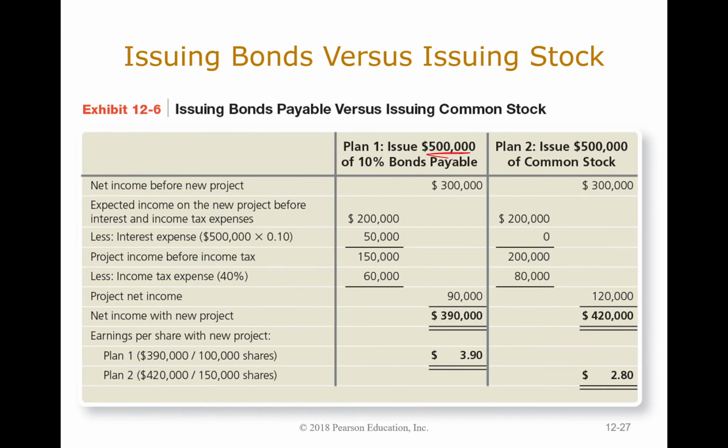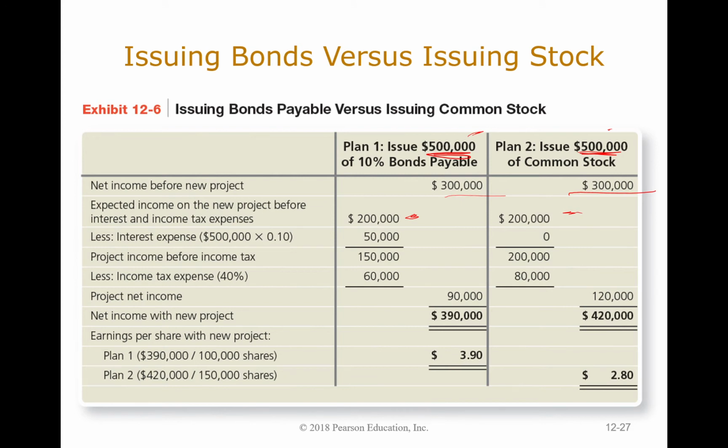Now, issuing bonds versus issuing common stock, here's where we can have two issues. In number one, we're issuing $500,000 of 10% bonds payable. Here we're issuing $500,000 of common stock. And we're comparing these two things. Net income before we do this project, which we're financing with the $500,000, is equal in both cases, and we should be the same on what we anticipate income to be once we install this new machinery plan, whatever we're doing.